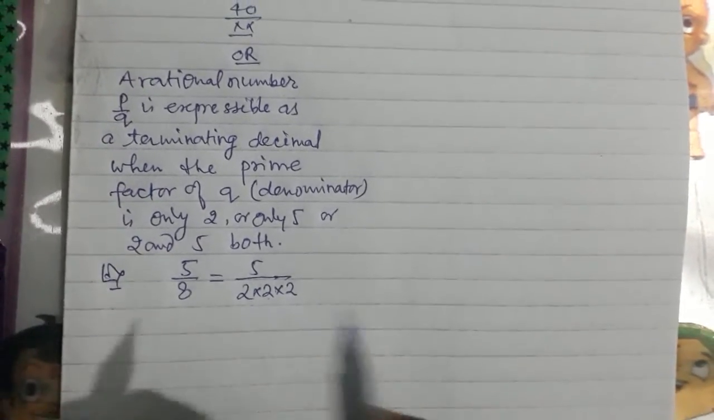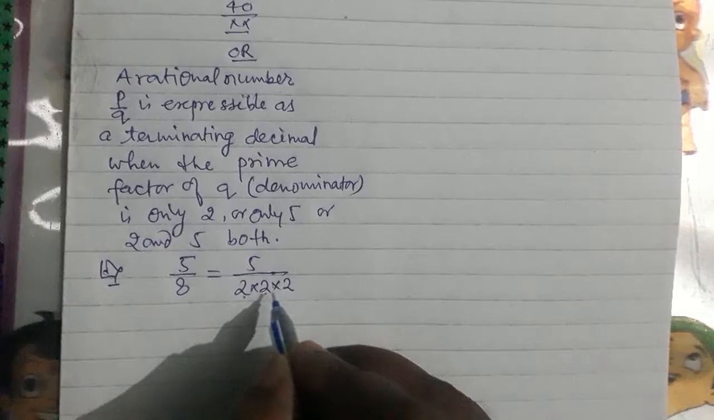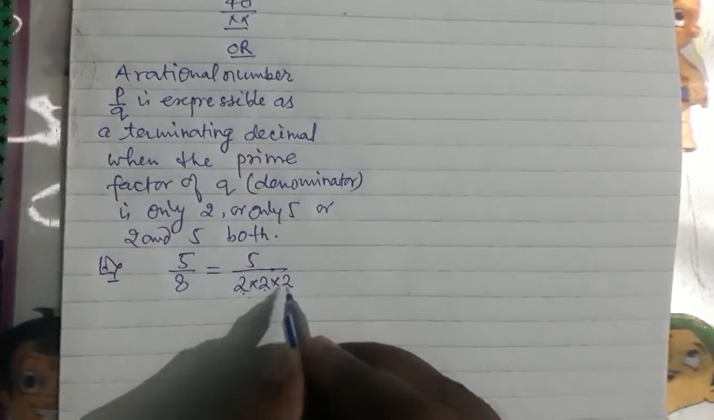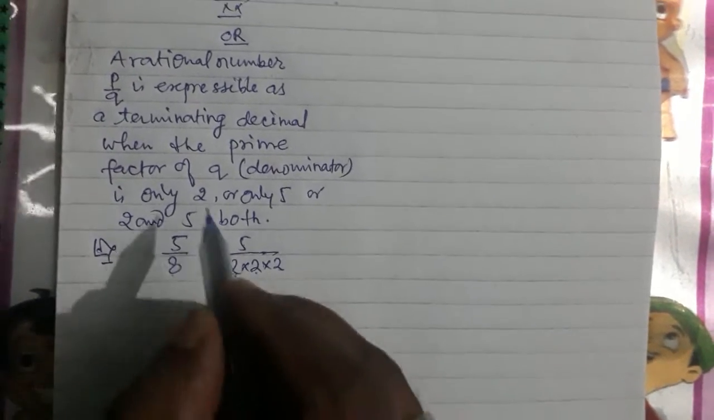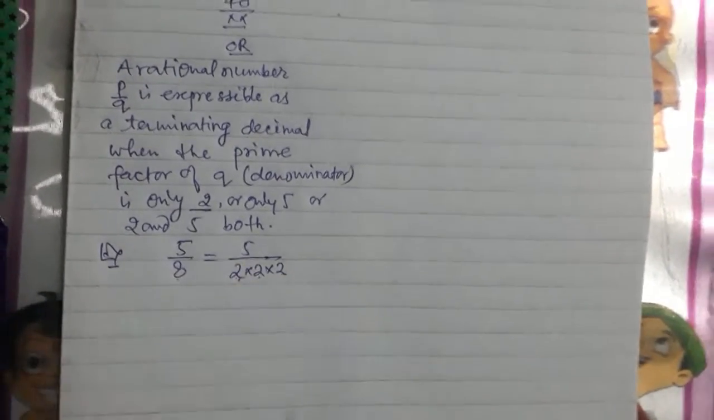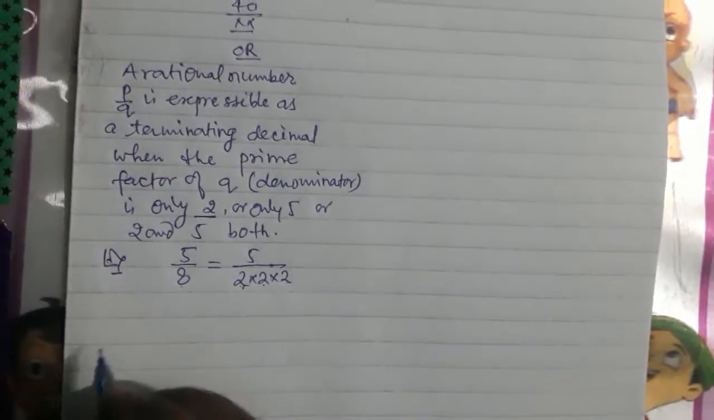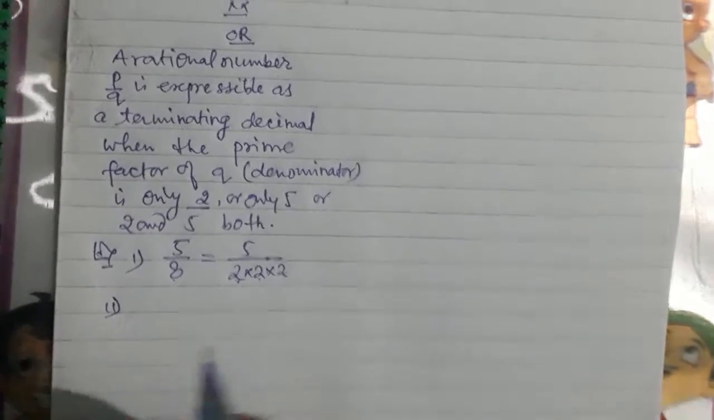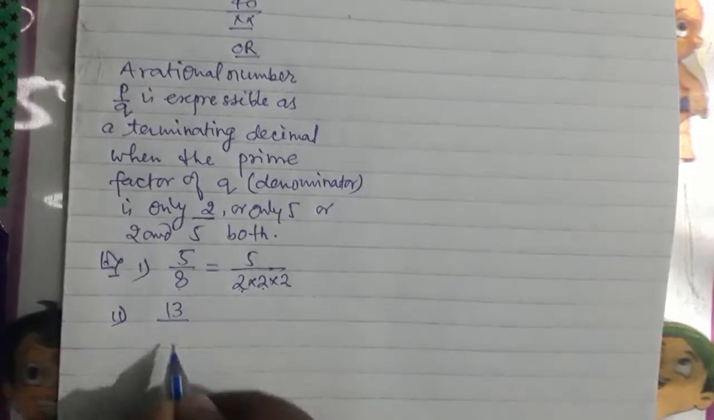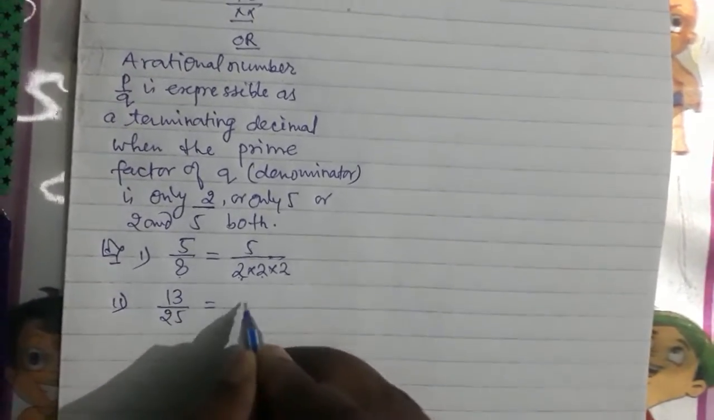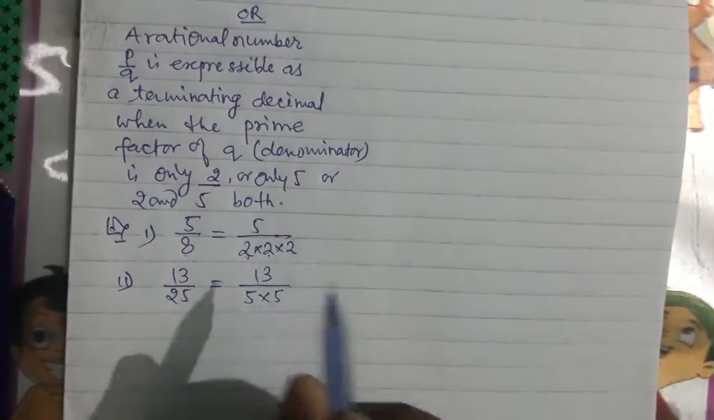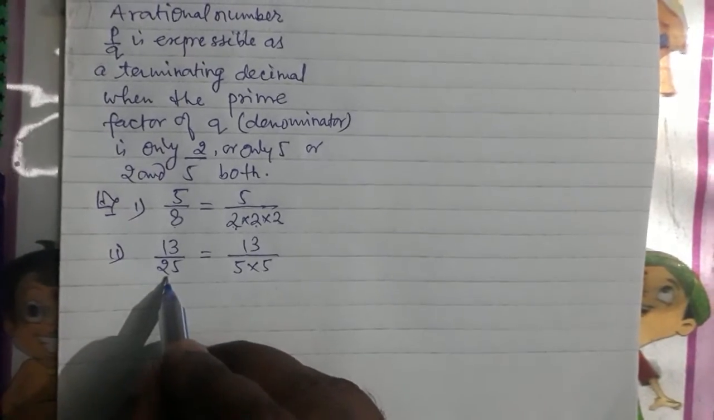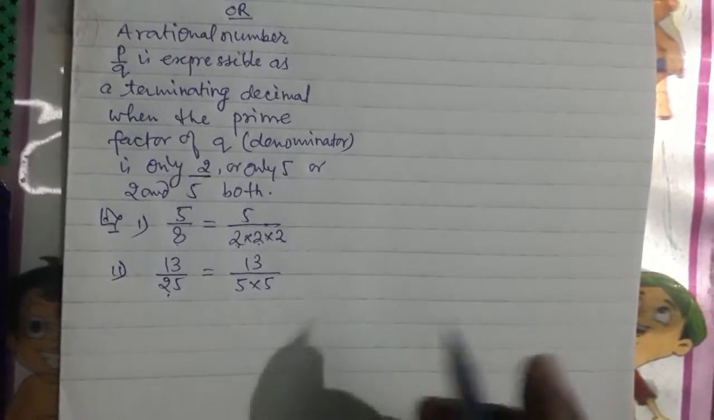Look, 5 upon 2 into 2 into 2, that is the factor of 8. So its denominator is only the factor of 2, so it is also called terminating decimal. Secondly, suppose we take 13 upon 25. The denominator is 5 into 5, that is it. The denominator has only factor 5, so it is also terminating.